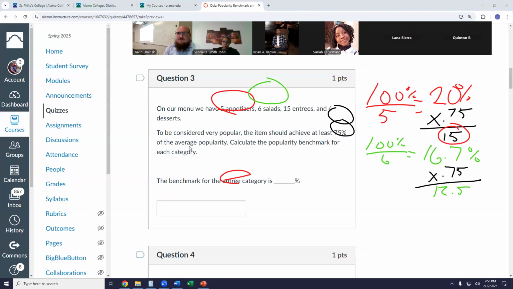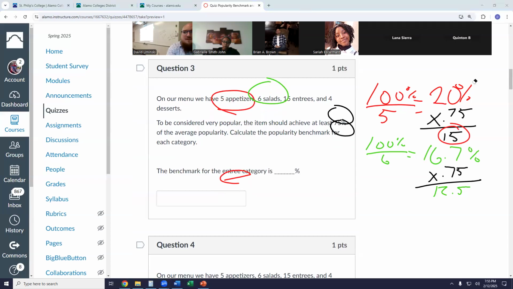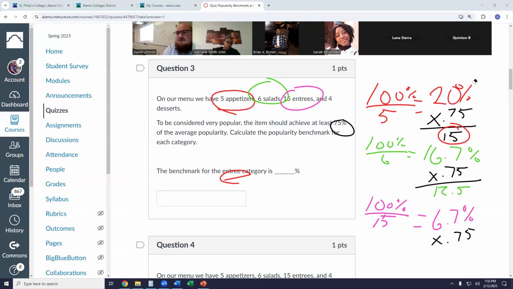Let's look at number 3. So number 3, let's go with pink. Our entrees. We have 15 entrees, so 100% divided by 15 entrees is 6.7%. And then I'm going to multiply by that 0.75. Yes, perfect. So my answer is 5.